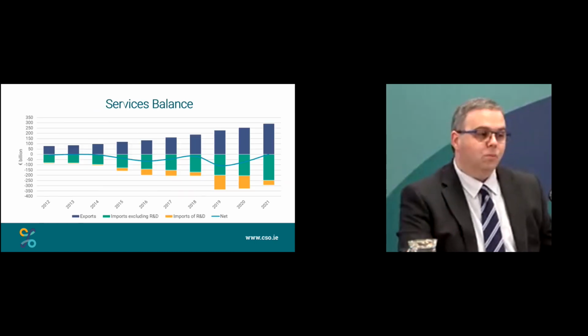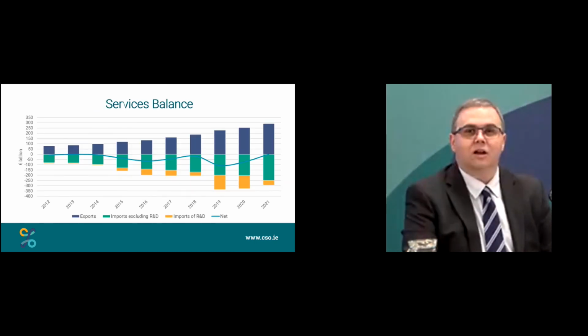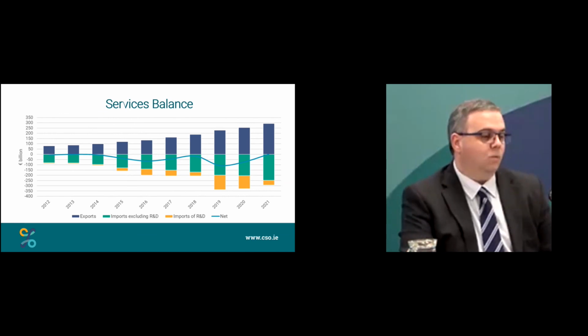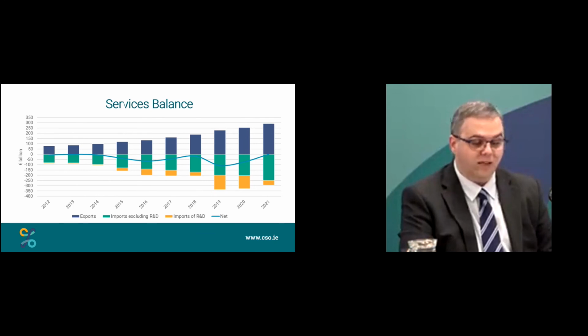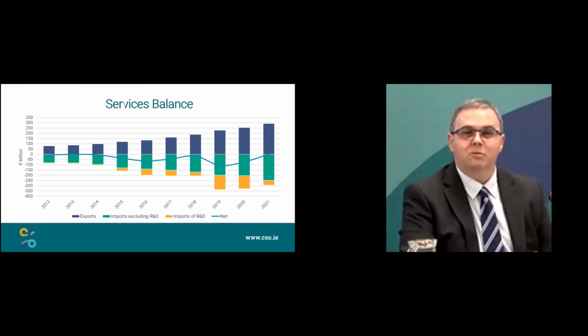And then we're often talking about how volatile the services balance is. So we'd like to look at this over the last 10 years. And we can see here our exports and our imports excluding R&D and our imports of R&D. And we can see the blue line, that's the net, that is quite volatile, in particular in recent years where we've had large imports of IP. So I'd like to separate this out a bit to give a bit more detail on the trends.